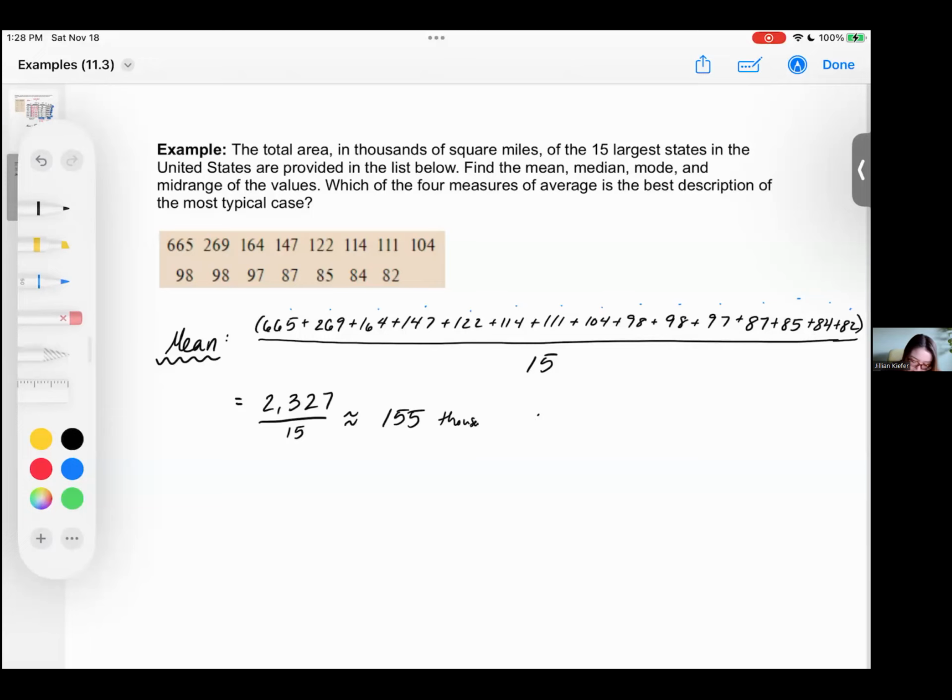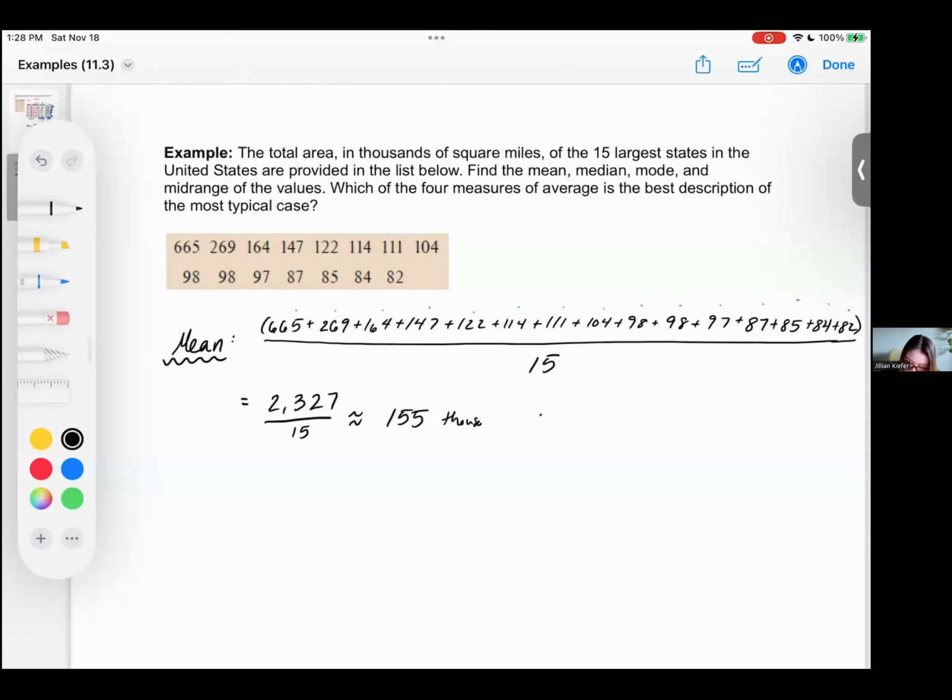Actually, we can just do miles squared with that. So this is already in thousands, so this will round off to 155,000 miles squared. So this gives us a little bit of a better representation of the information that was given to us, which was just those first three digits of the 100,000s or 10,000s. So, all right, that gave us the mean.